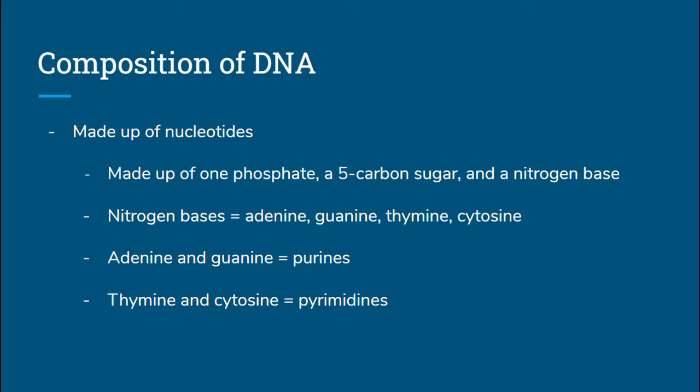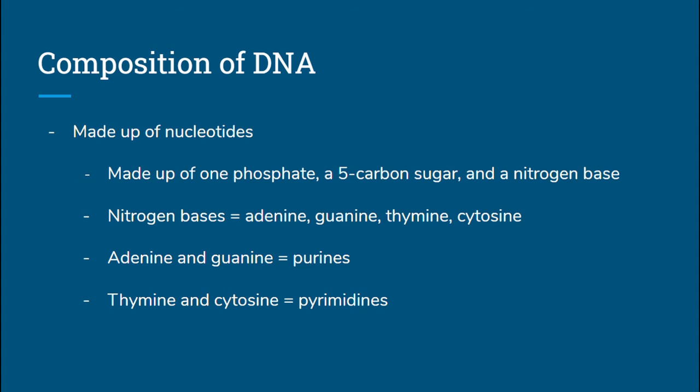So now we're going to look at the composition of DNA. DNA is made up of nucleotides, and these are made up of one phosphate, a 5-carbon sugar, and a nitrogen base. The 5-carbon sugar is what we were talking about before, and for DNA that's going to be deoxyribose, and for RNA it's going to be ribose. So we have 4 nitrogen bases for DNA, and they are adenine, guanine, thymine, and cytosine.